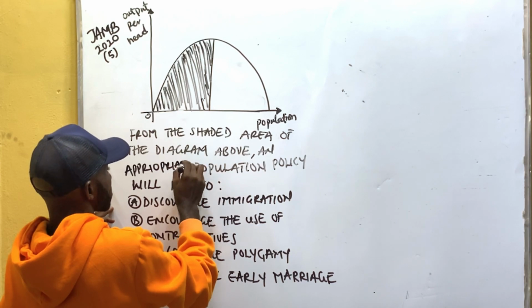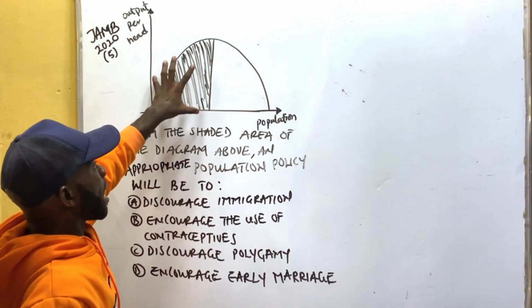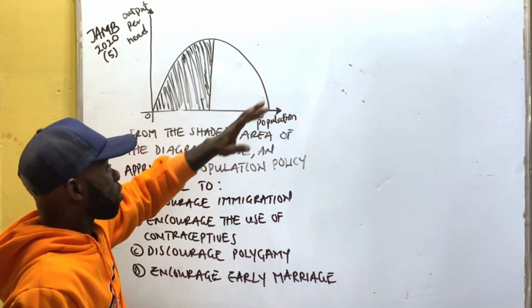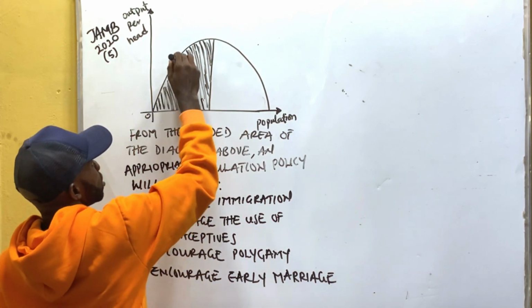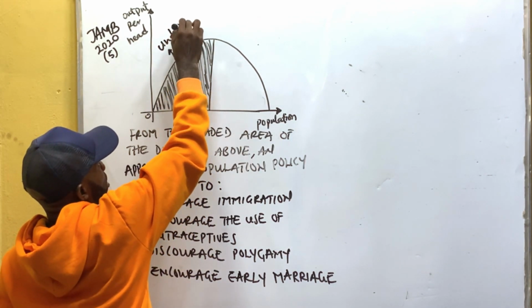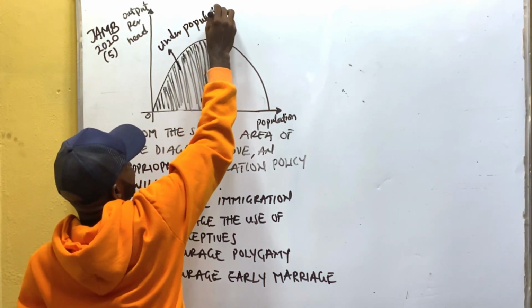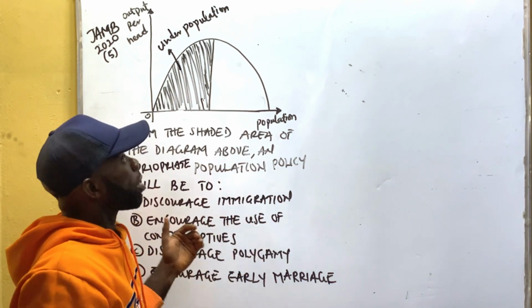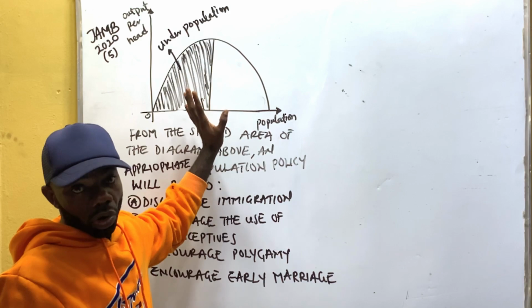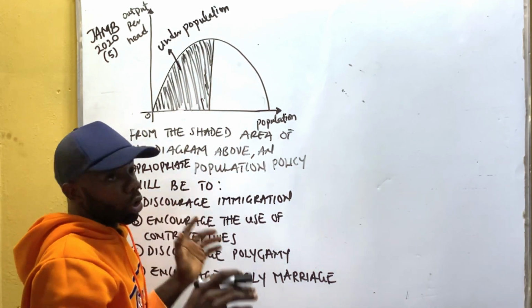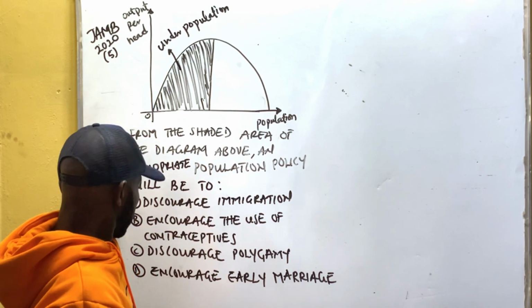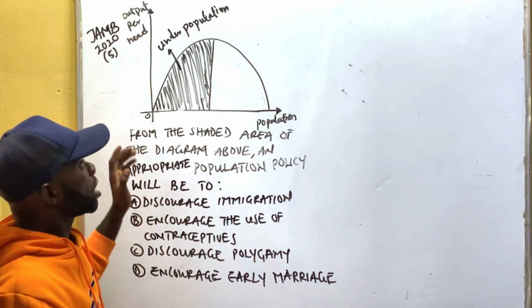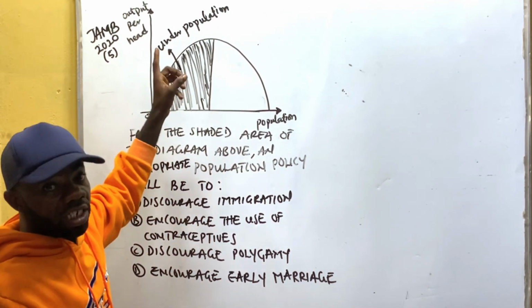Looking at that diagram, you can see that what we have here is underpopulation, and then this region is for overpopulation. So for underpopulation, if underpopulation exists, the best policy that the government will introduce is a policy that will help the population grow. And looking at the population control measures, we have 4 of them listed here in the options. Which one do you think would help this population which needs to grow?